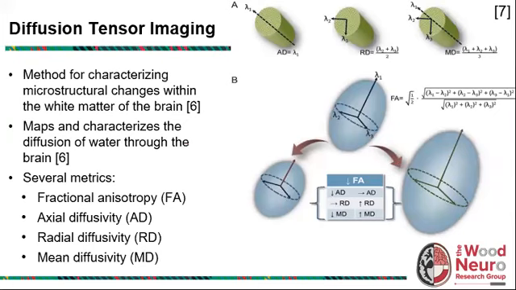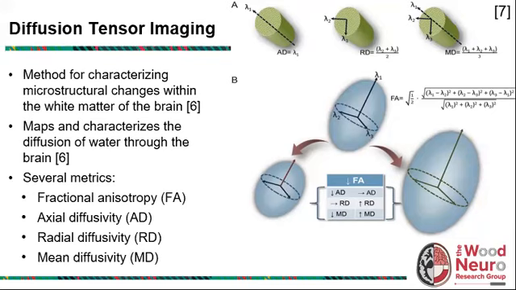DTI is a method for characterizing microstructural changes in the brain and can be used to evaluate disease progression and treatment effectiveness. Several metrics can be obtained from these images, with fractional anisotropy being the most common and mean, axial, and radial diffusivity being other DTI metrics analyzed in this study. These DTI metrics are based on eigenvalues or tensors, which can be visualized in the image on the right. To the best of our knowledge, this is the first study to use 7T MRI data to compare diffusion metrics between various subtypes of sickle cell disease.